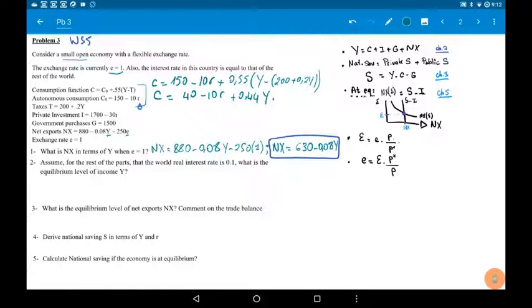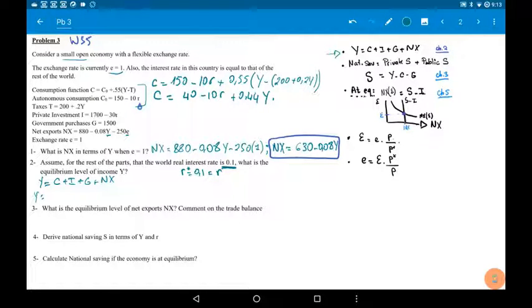Question 2. Assume for the rest of the parts that the world real interest rate is 0.1. The domestic interest rate equals the world real interest rate, so R equals 0.1. What is the equilibrium level of income Y? From chapter 2, income equals C plus I plus G plus NX.